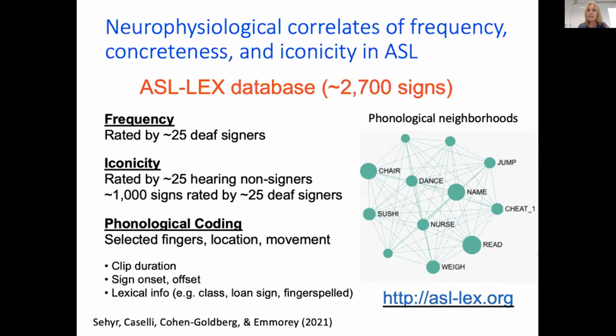And finally, for iconicity, we've asked hearing non-signers to rate how much a sign looks like what it means on a scale of 1 to 7. And for all of those signs, and then for about 1,000 signs, we have the same ratings from deaf signers. So you can compare hearing and deaf ratings. On the whole, they're very highly correlated. What I'm going to be telling you about today is based on the hearing non-signers' ratings of signs. All right, so this is where we got this information. For concreteness, we had to rely on the English translation of the ASL sign to get concreteness ratings.